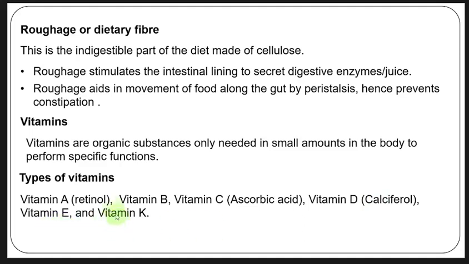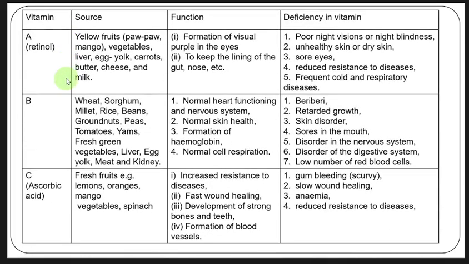All right, so let's look at the table here, which gives us various vitamins and their sources, their functions, and the deficiency in vitamin, what it can do. So let's start with vitamin A. Its source is yellow fruits such as pawpaw, mangoes, and also vegetables, liver, egg yolk, carrots, butter, cheese, and milk.